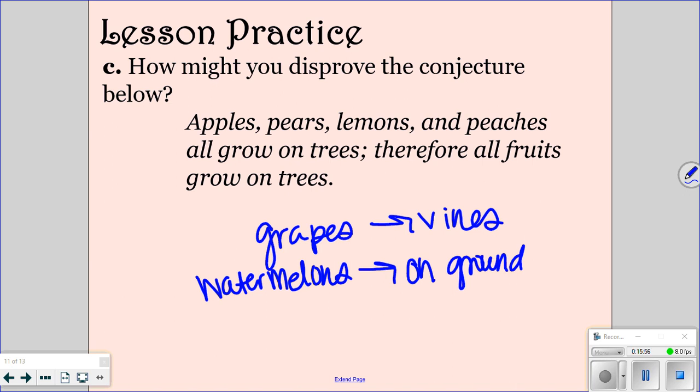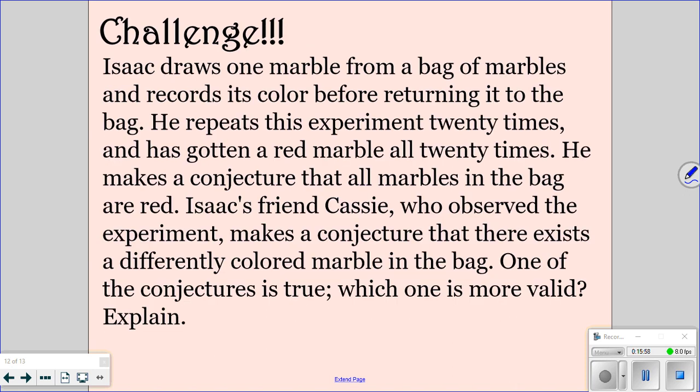Alright, so now we're going to look at the challenge question for today. So y'all pause the video and think about this one, and then unpause it, and I'll go over it. So Isaac draws one marble and records its color and returns it to the bag. And he does it 20 times, and every time he's gotten a red marble. So he says that all the marbles in the bag are red. His friend observes the experiment, makes a conjecture that there exists a differently colored marble in the bag.